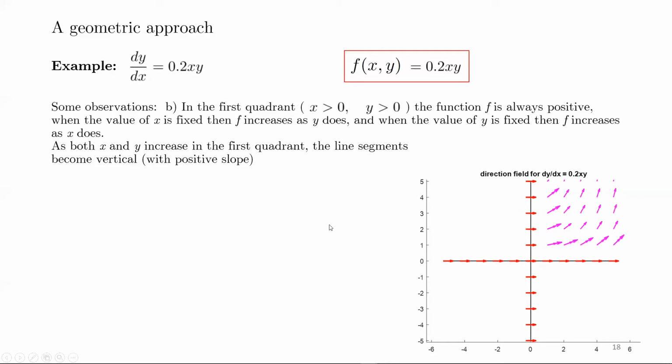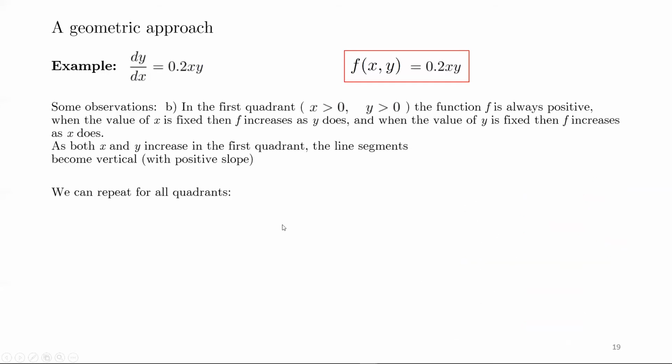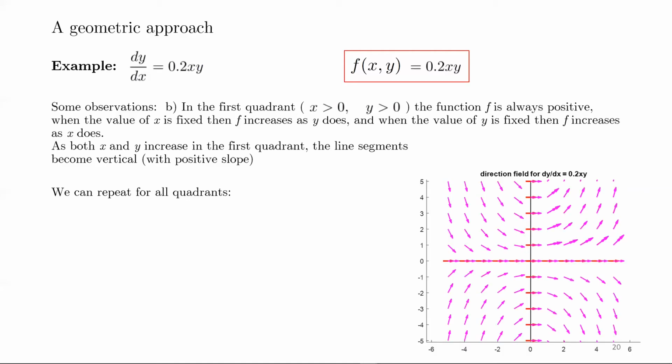Okay, we can repeat this analysis for quadrants 2, 3, and 4. So repeat for all the quadrants, and you can develop a direction field for this ODE that looks something like this. Okay, so we've got these line segments now for multiple values of x and y, and you can see the general behavior. If you started up at the top left here in the second quadrant, then you would just sort of follow this circular path around here.